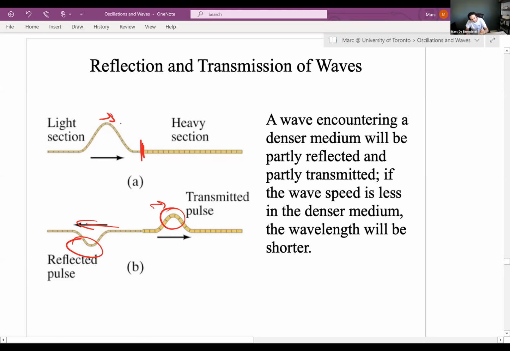Because as it comes this way, it will pull up on this string a little bit. So the wave pulse will be not inverted, it'll be erect, and it'll travel through. But part of the energy will be reflected backwards.